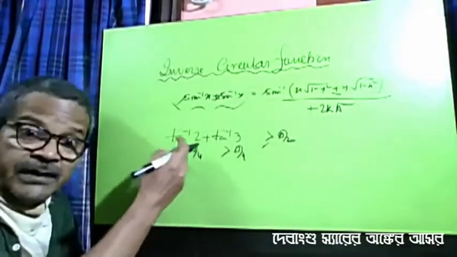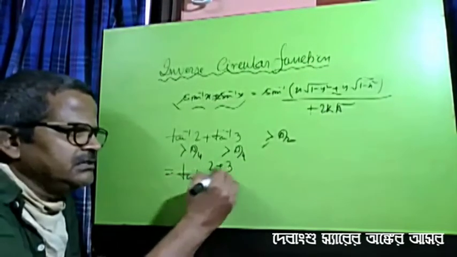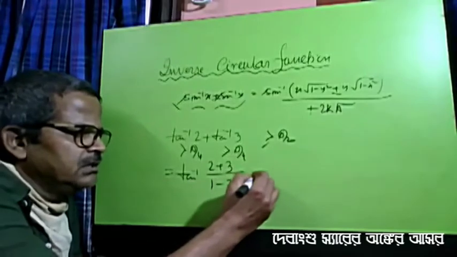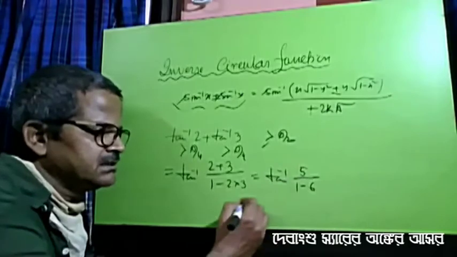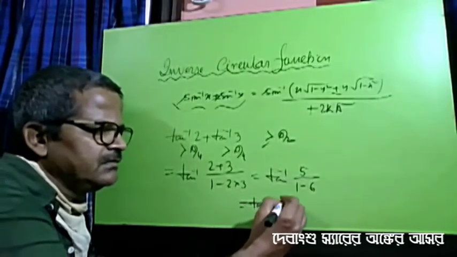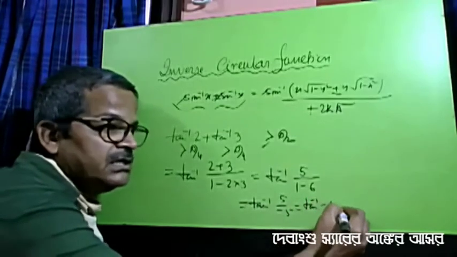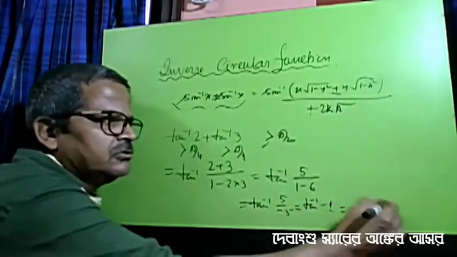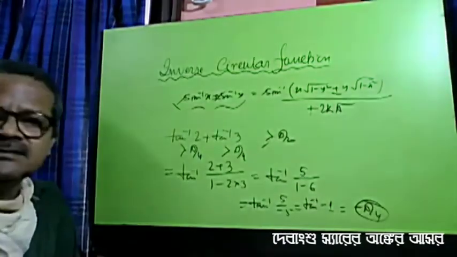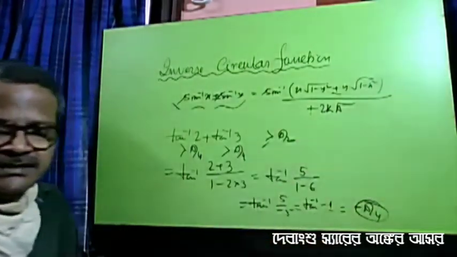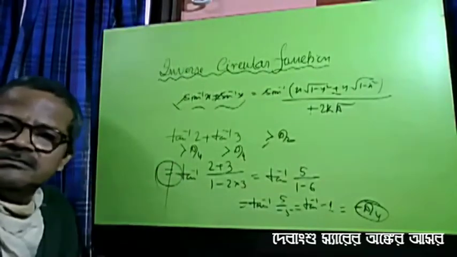But see, if we apply the formula, this is equal to tan inverse of (2 plus 3) by (1 minus 2 into 3), which is tan inverse 5 by minus 5, which is tan inverse minus 1, which is minus pi by 4. So the left hand side is a positive obtuse angle and the right hand side is a negative acute angle. So this equality does not hold.